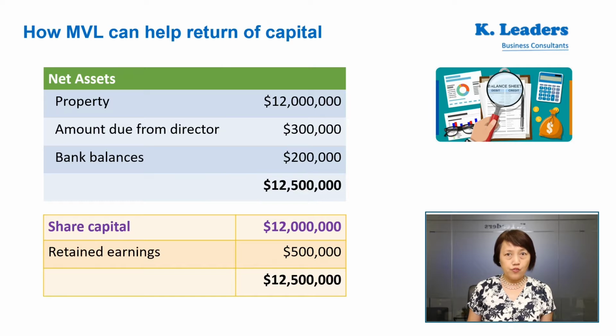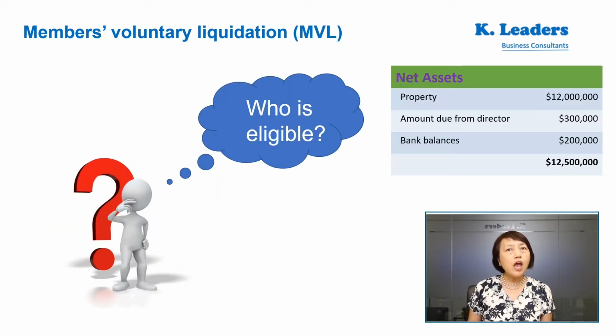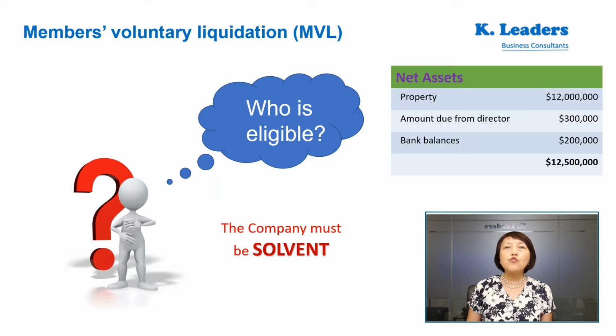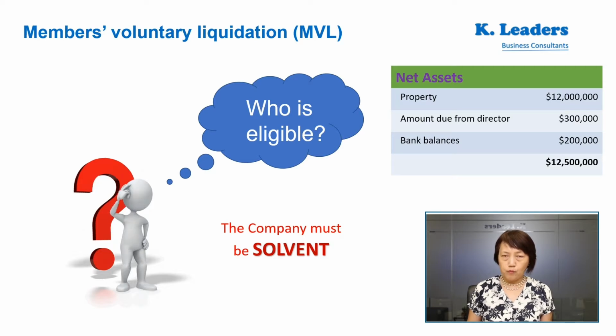Let's see how it works. Before you can start the MVL process, there is one important criterion you must satisfy. You must make sure that the company is solvent. Solvent means that the company's realizable value of assets will be able to pay off all its liabilities in full: present, future, loan, and contingent. In our example, we have $12 million of net assets, so the company is solvent and can go into MVL.